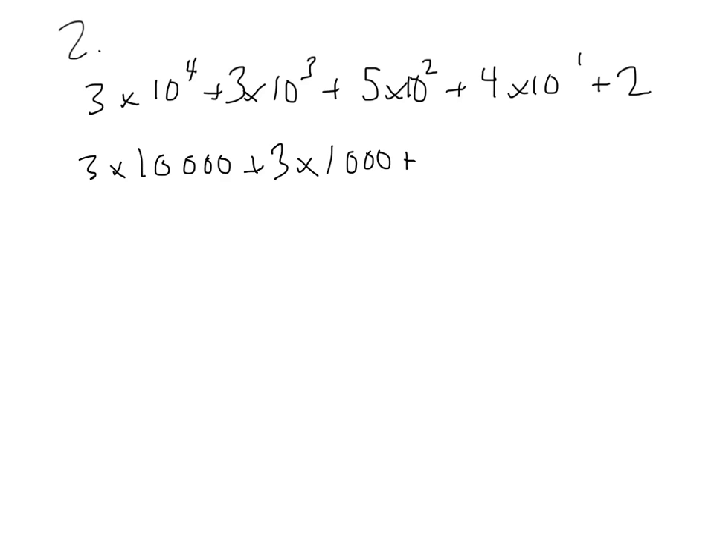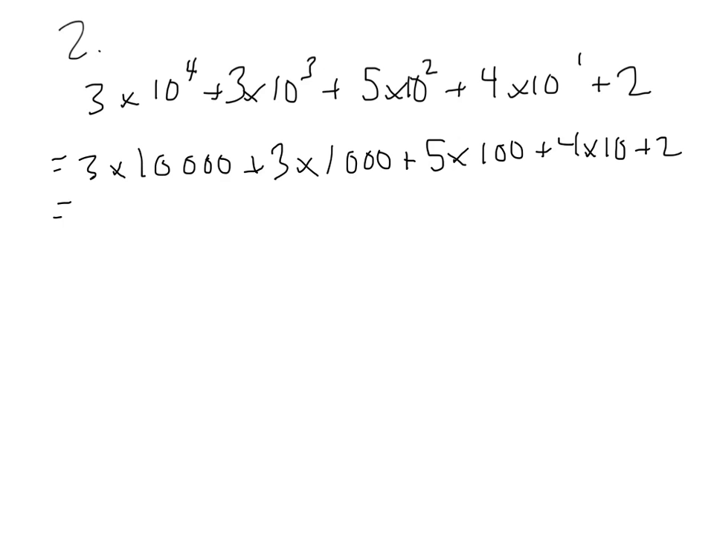5 times 10 squared is going to be 5 times 100, again 2 zeros, plus 4 times 10 to the 1, which is 4 times 10, plus 2. Now, order of operations matters. You can't just start smashing all this stuff in. Solve it piece by piece. Solve each multiplied section together before we do all of our adding.